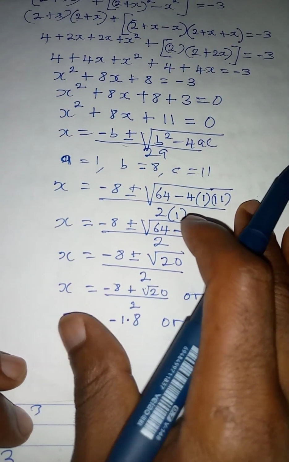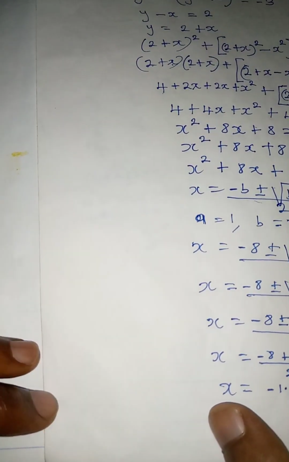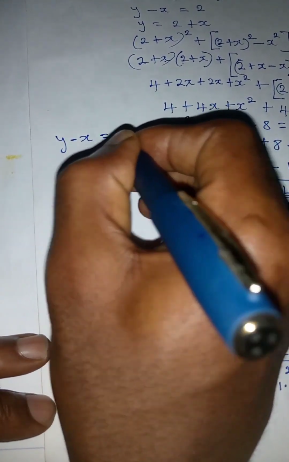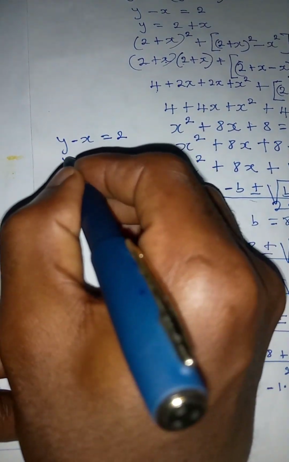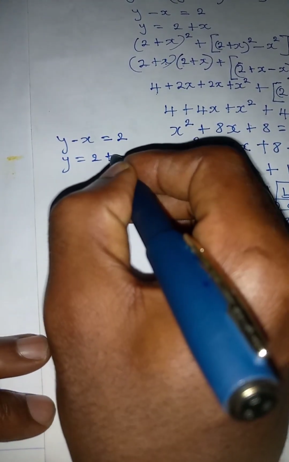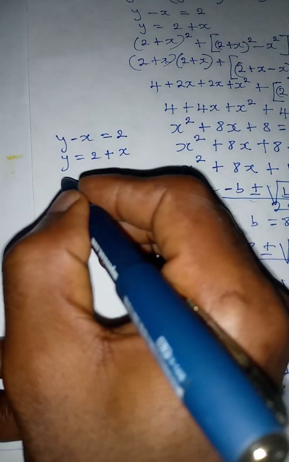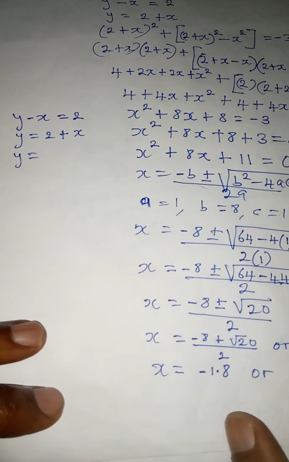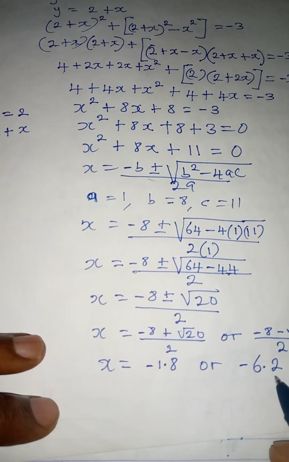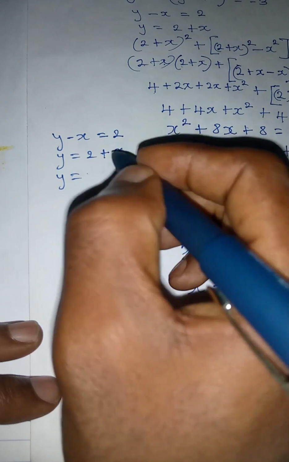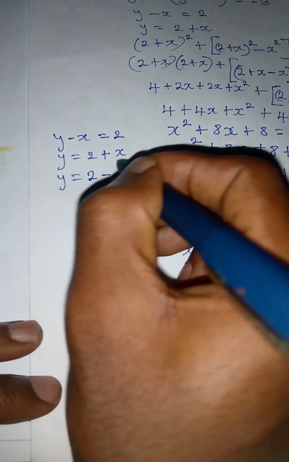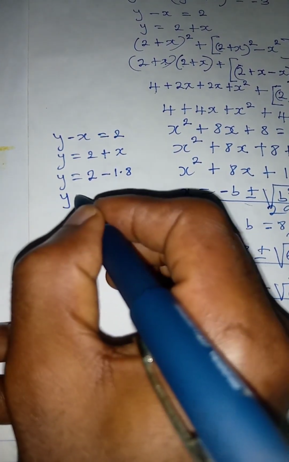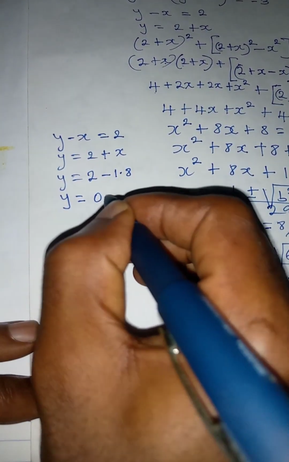But remember, we still have y to find. Let's solve it here. From equation 2, we know that y minus x is equal to 2, and this means that y is equal to 2 plus x. So let's take our step now. The two values of x are minus 1.8 and minus 6.2. So let's have that minus 1.8 first. We have 2, then it will be minus 1.8.